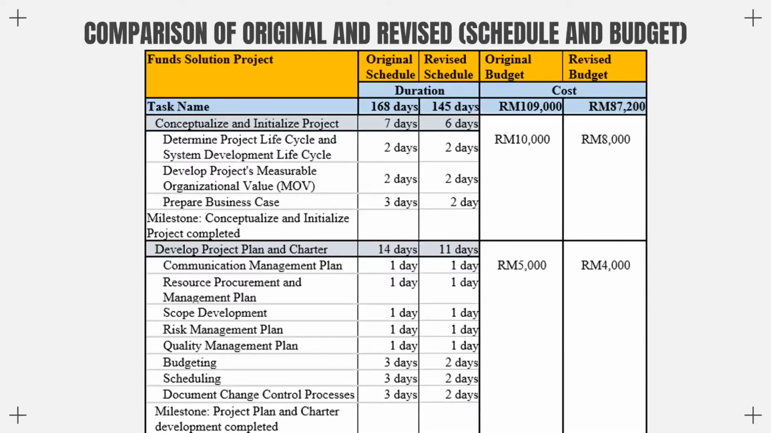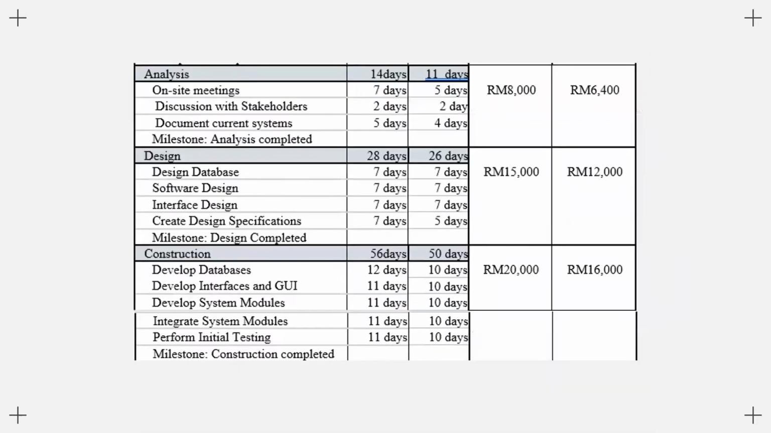For develop project plan and charter, the original schedule is 14 days and the revised schedule is 11 days. The original budget for develop project plan and charter is 5,000 and the revised budget is 4,000. The original schedule for analysis is 14 days and the revised schedule for analysis is 11 days. The original budget for analysis is 8,000 and the revised budget is 6,400.